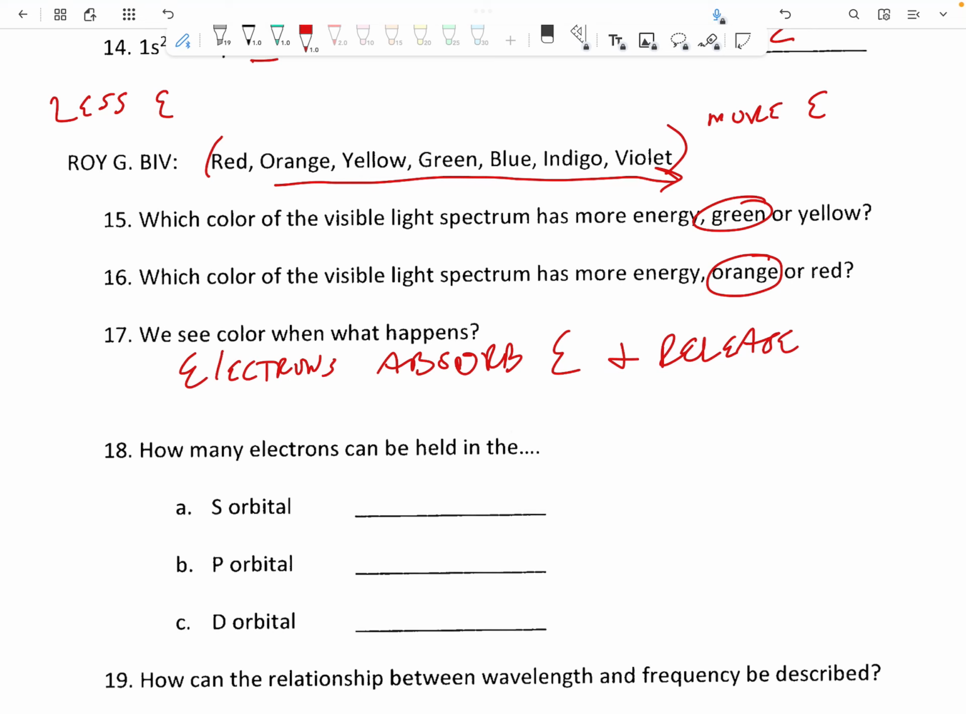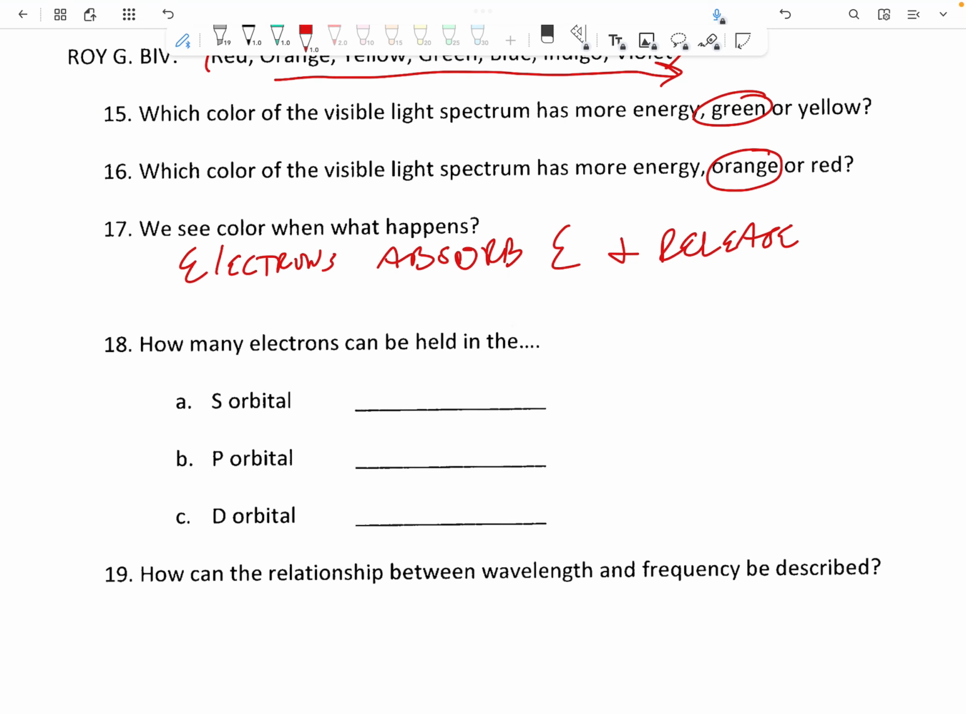Number 18, how many electrons can be held in the s orbital, the p orbital, and the d? Well, for the s, that would be 2. The p orbital, that would be 6. And the d orbital, that would be 10. That's what we do every day. For example, 1s2, 2s2, 2p6, 3d10. There we are.